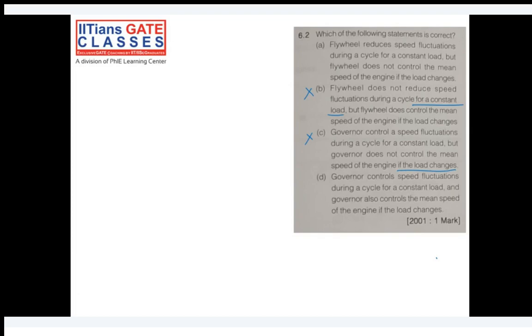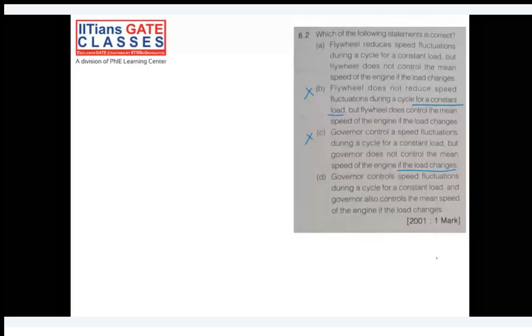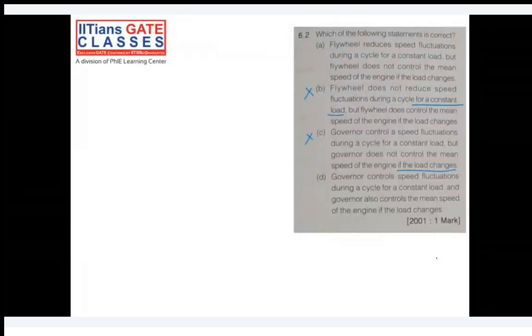And what is the last option? Governor controls the speed fluctuation during a cycle for a constant load, and governor also controls the mean speed of the engine if load changes. So this is quite wrong. The second statement is correct here, but this is wrong. It is not controlling the speed fluctuation during each cycle. So option A is correct.